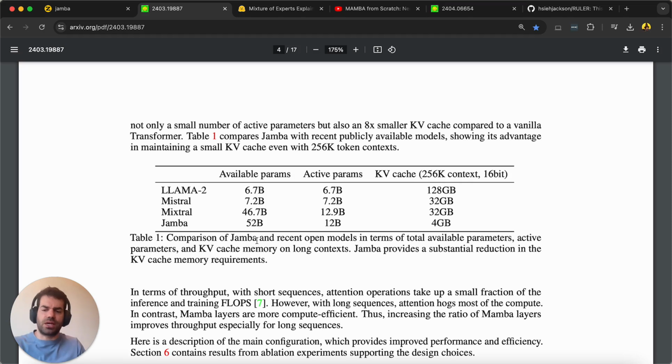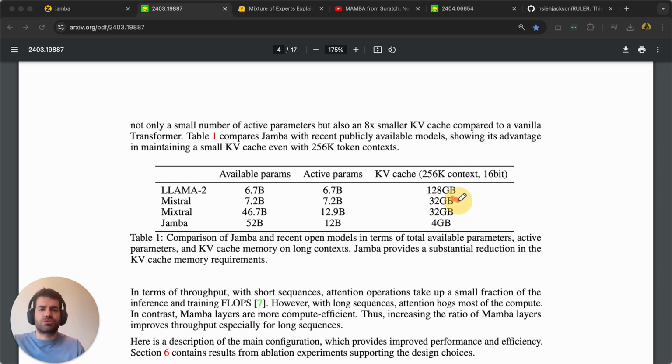And you can see that for Llama 2 and Mistral, those two values are equal, which essentially means there are no MOE layers at all. Makes sense, both of them are pure transformers. Mixtral is an MOE as well, so you can see it go from 46 to 12.9. But what's really interesting here is actually the KV cache. This is for 256K context. You can see that for Llama 2, it's 128 gigabytes, just the KV cache to handle this type of context.